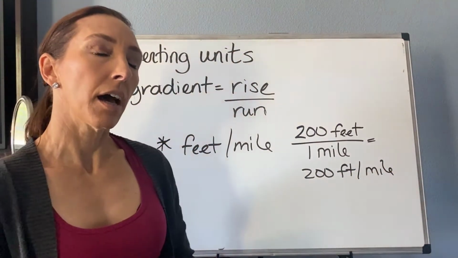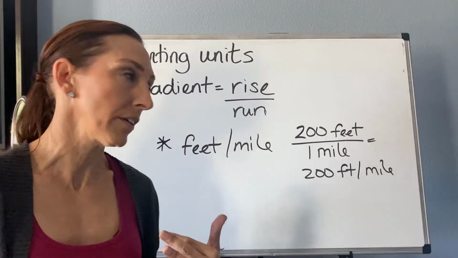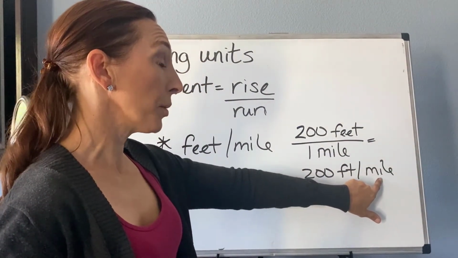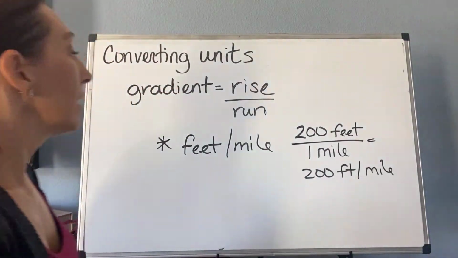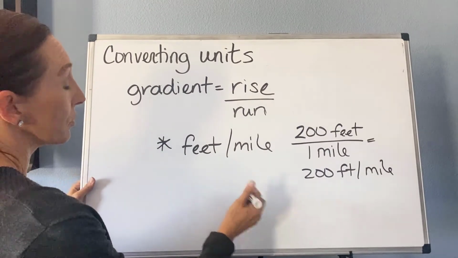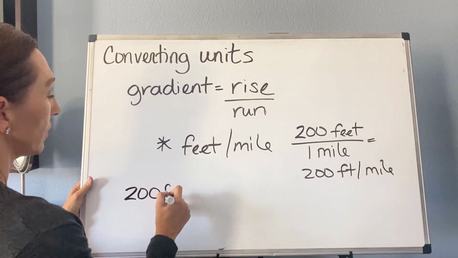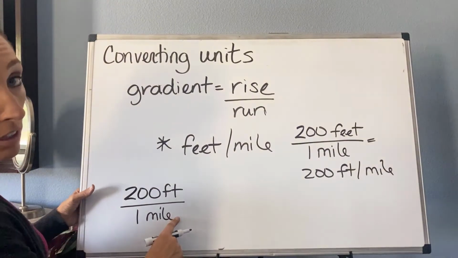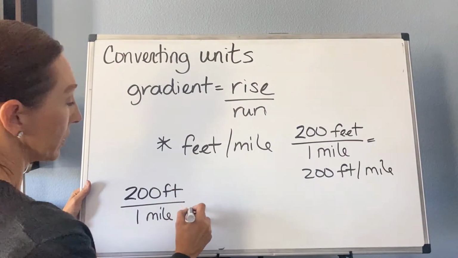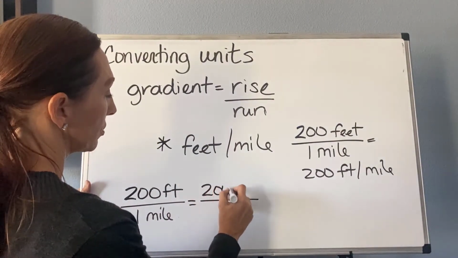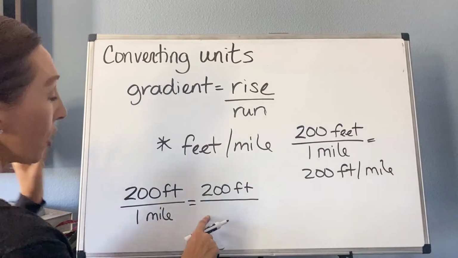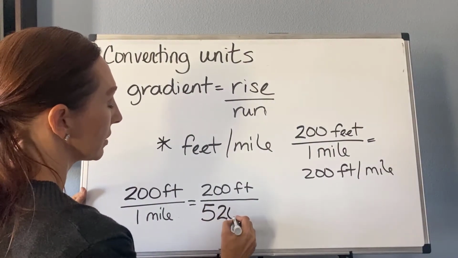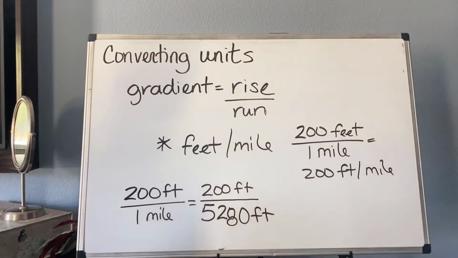But sometimes it's going to have you do this where it's going to cancel units, and it happens in various ways. So in this case, if you want to not have any units, you need to convert the bottom miles to feet so it cancels. And so if we were going to convert that, let's say we've got 200 feet over 1 mile. And we want the bottom number to become feet. So I'm going to keep this 200 feet. And how do I convert this to feet? Well, there are 5,280 feet in a mile. So I'm going to make this 5,280 feet instead. So it's the same thing.